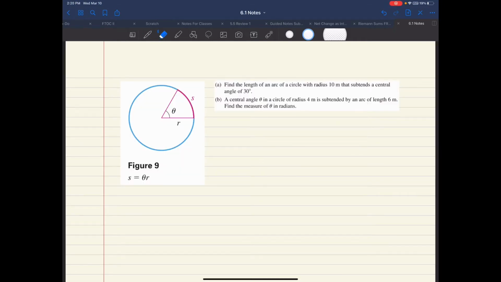Okay, next we're going to look at arc length. Arc length is the formula s equals theta r, and that's just the length of an arc across from an angle. The diagram shows a circle and a portion of that circle in pink. S is a piece of the circumference, this is the arc length. For any of the problems that are arc length or area of a sector, theta must be in radians.